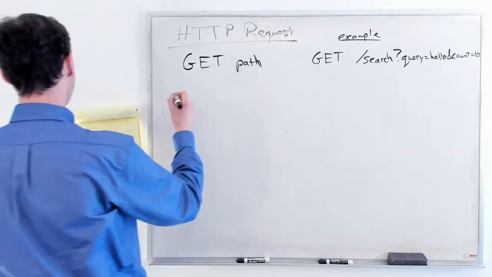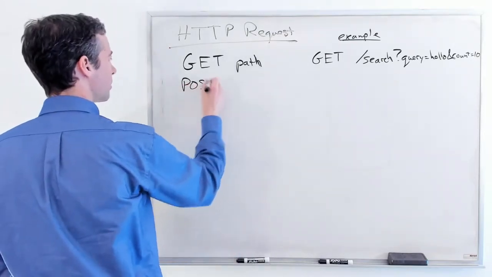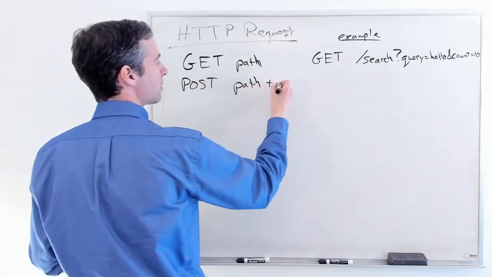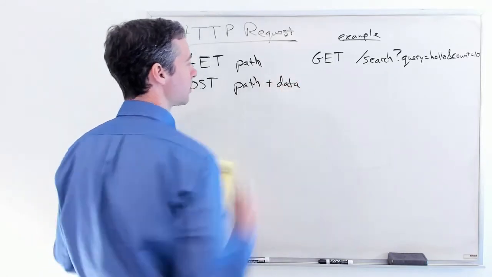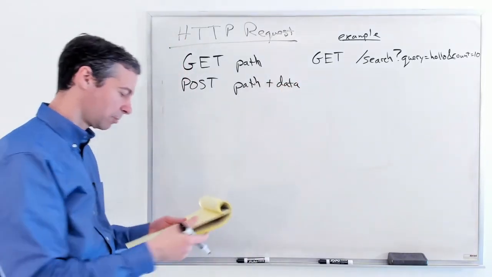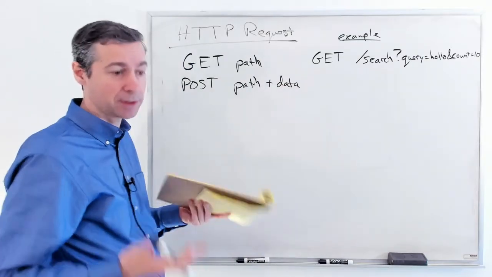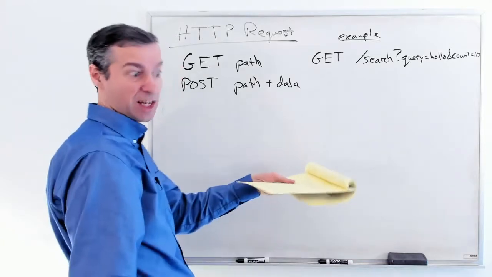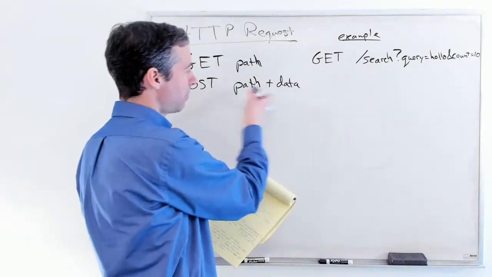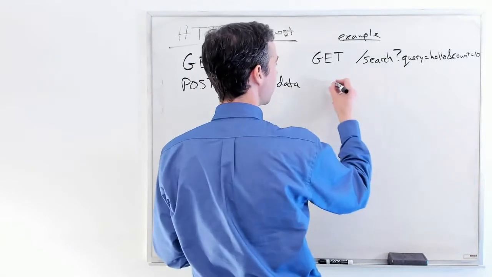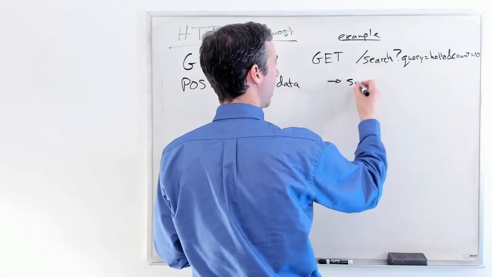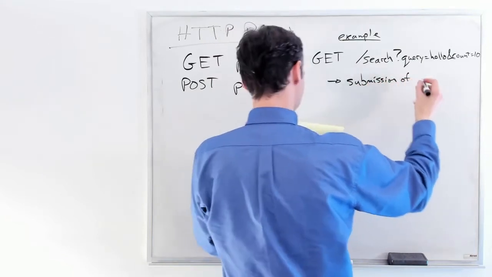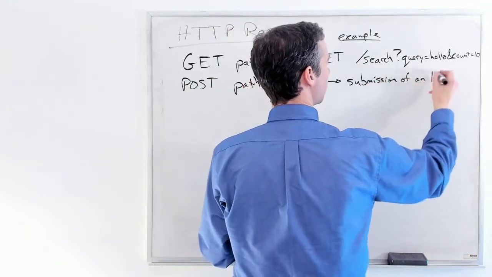The other really big one is the POST. Now the POST is a path plus data, and there's always data associated with it when it's a POST of some form. It might be empty, but there is data. So it might be a data thing that doesn't have anything in it, but it's always path plus the data. I'm not going to write a full example, but how does this get generated? This is because there's a submission of an HTML form.